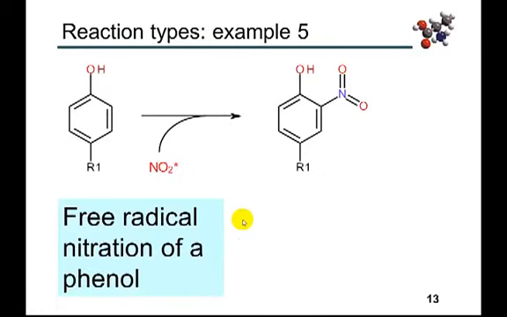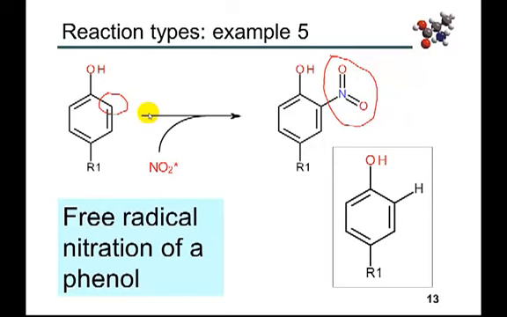Okay, this is a free radical nitration of a phenol. As a reaction type, this is the addition of a functional group, in this case a nitro group. If you remember our basic aromatic chemistry, there is a hydrogen atom there, which we'll draw there, which has been substituted by this nitro group. So that's an example of the addition of a functional group.